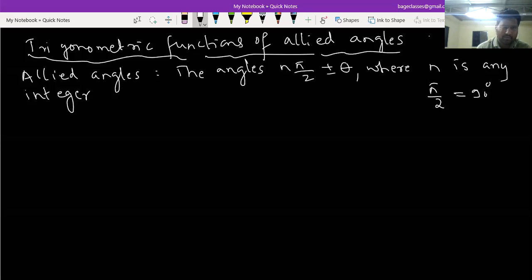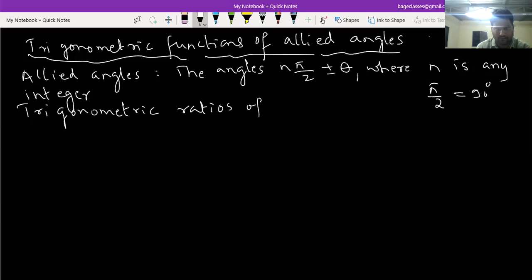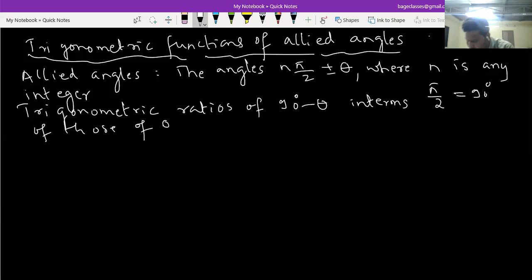Now we have to study the trigonometric functions of allied angles. It has some big concept. First we start with the trigonometric functions or ratios of angle 90 minus theta in terms of those of theta. We know that this concept you studied in 10th.